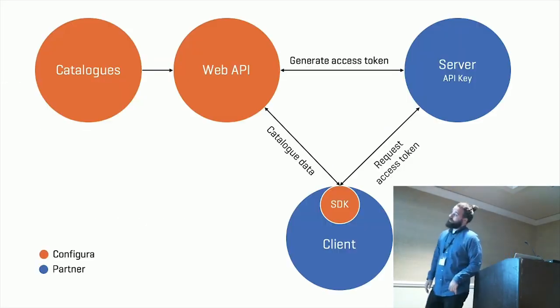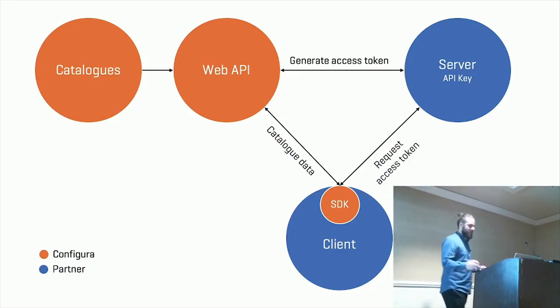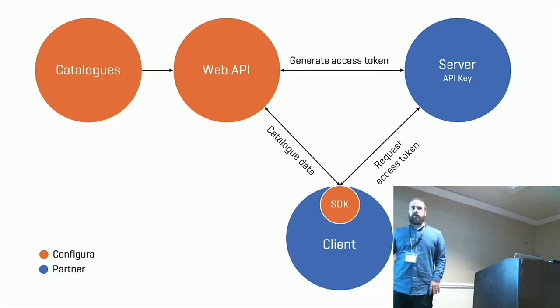All right. So how does it all hang together? Even if you're a developer, things might get a little bit hairy here. The orange circles are configured parts, and the blue circles are external parts, partners or developers, or however you want to see it. Catalogs is obviously catalog, that is our data point.